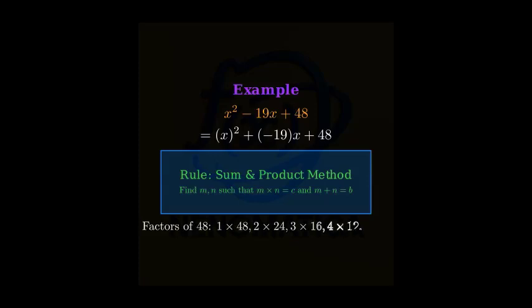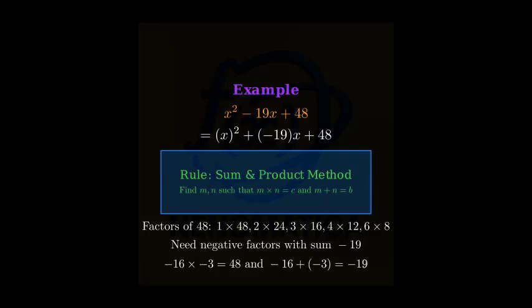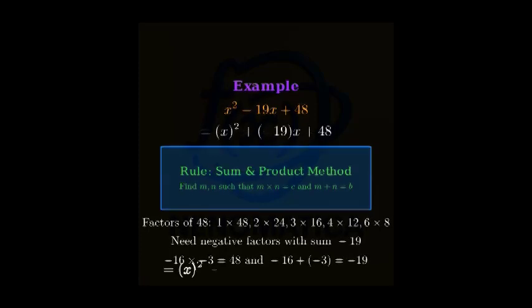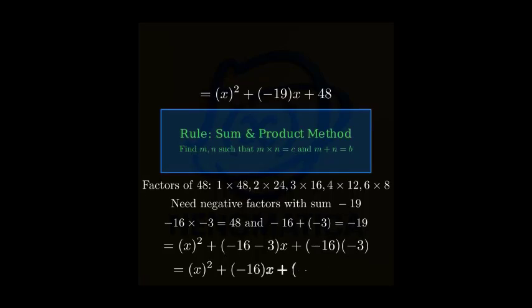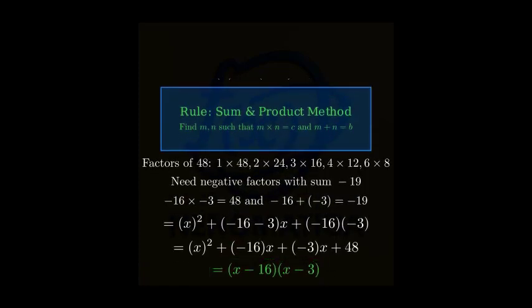Since we need a sum of negative 19, both factors must be negative. The factors negative 16 and negative 3 multiply to give 48 and add up to negative 19. So we can rewrite our expression as x squared plus negative 16 minus 3 times x plus negative 16 times negative 3. This simplifies to x squared plus negative 16x minus 3x plus 48. Now we can factor this as x minus 16 times x minus 3. Let's move on to our second example.